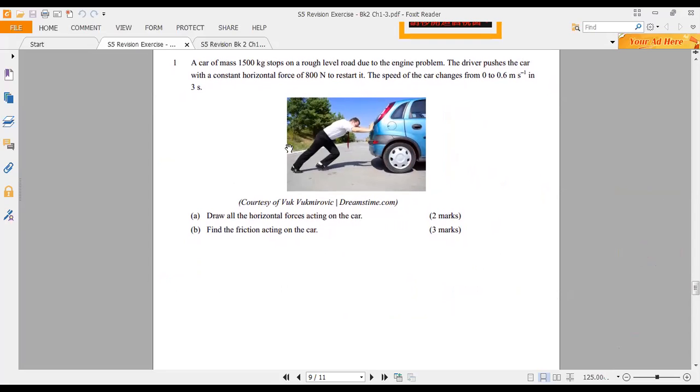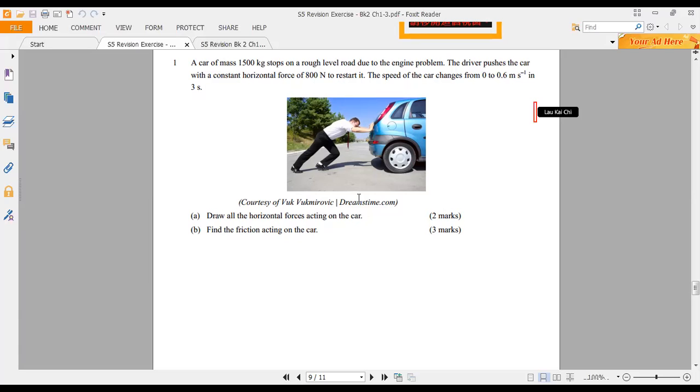Okay, a car of mass 1500 kilogram stopped on a rough surface with an engine problem. So the driver needs to push the car horizontally by 800 Newton to restart that, and the speed would change from 0 to 0.6 meter per second in 3 seconds. So draw all the horizontal forces acting on the car.